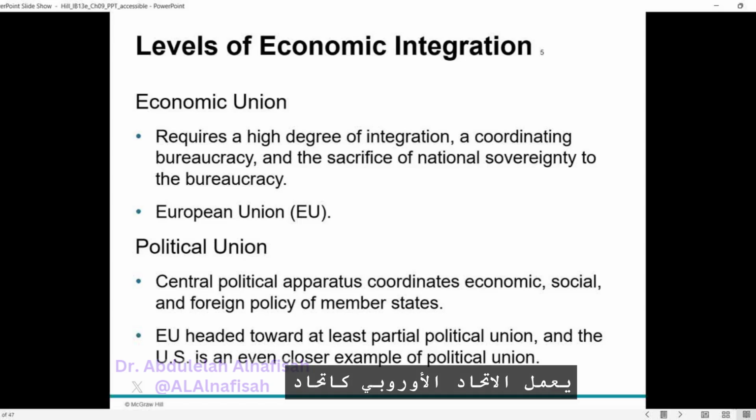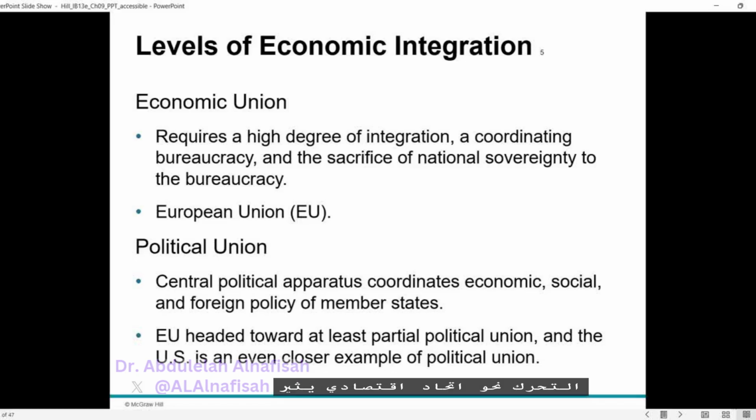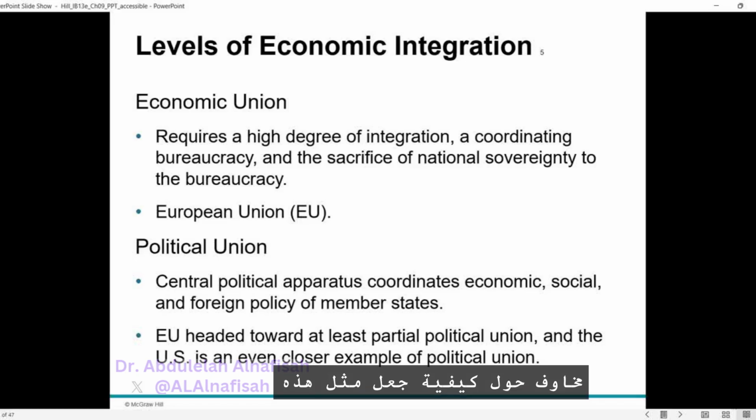The European Union, EU, functions as an economic union, though not a perfect one. Not all member states have adopted the euro. Tax rates and regulations vary across countries, and some sectors, like energy, are not fully deregulated. Moving toward an economic union raises concerns about how to make such bureaucracies accountable to citizens, which leads to the concept of a political union.